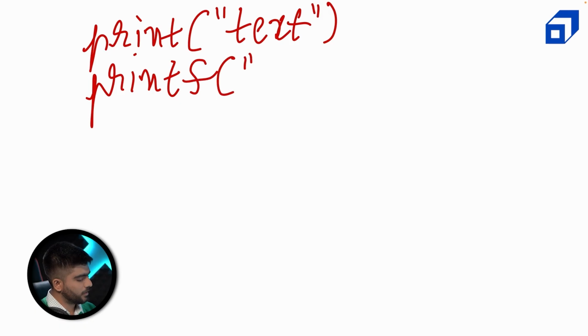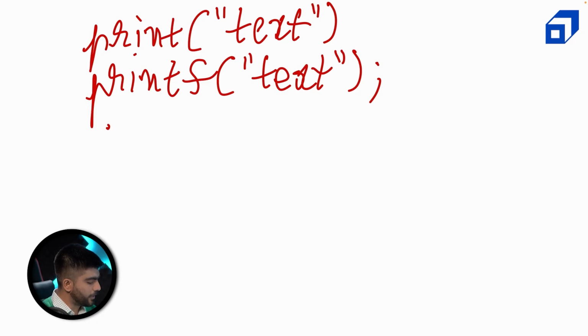For Python, it will be print text. Let's keep it a random text. Okay, Python doesn't have a semicolon. I just forgot about it. For C, it's printf. Let's keep it text only. We do have a semicolon over here. If we are using C++, we have something known as cout.